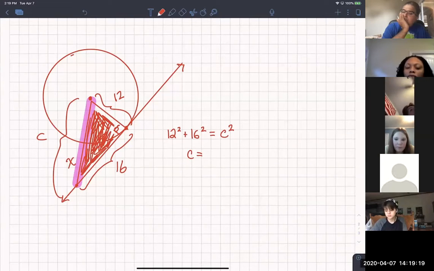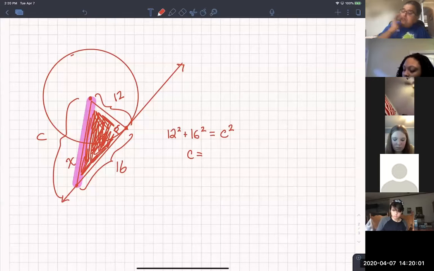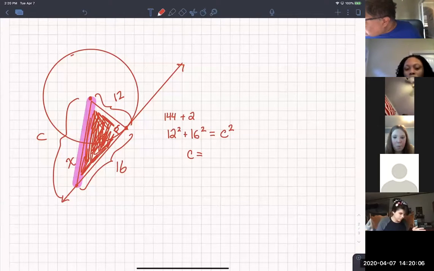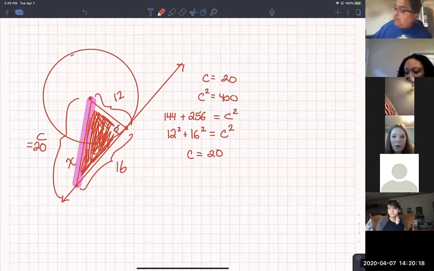So what is c if I plug it in to your calculator? So 144 plus 256 equals c squared. So c squared is 400. So c is 20. Okay. So if c is 20, what is x?